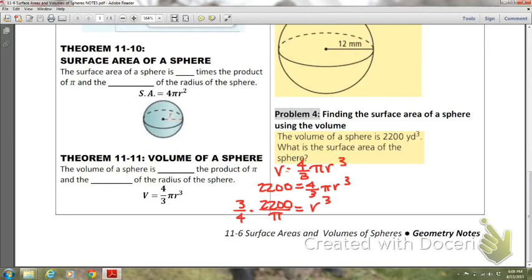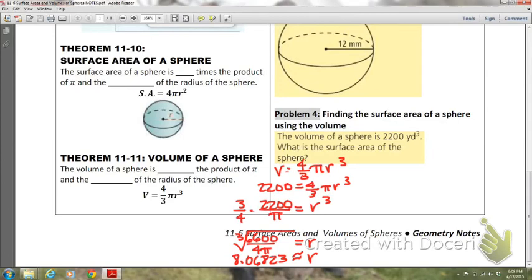So to solve for r, it is going to be the cubed root of 6600 divided by 4 pi. So you can put this in your calculator and get that your radius is approximately equal to 8.0, let's go out a few places, 06823.